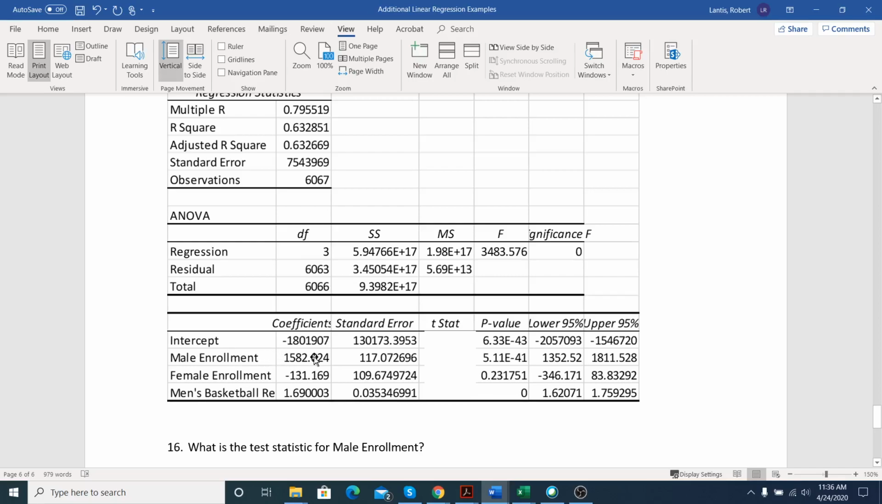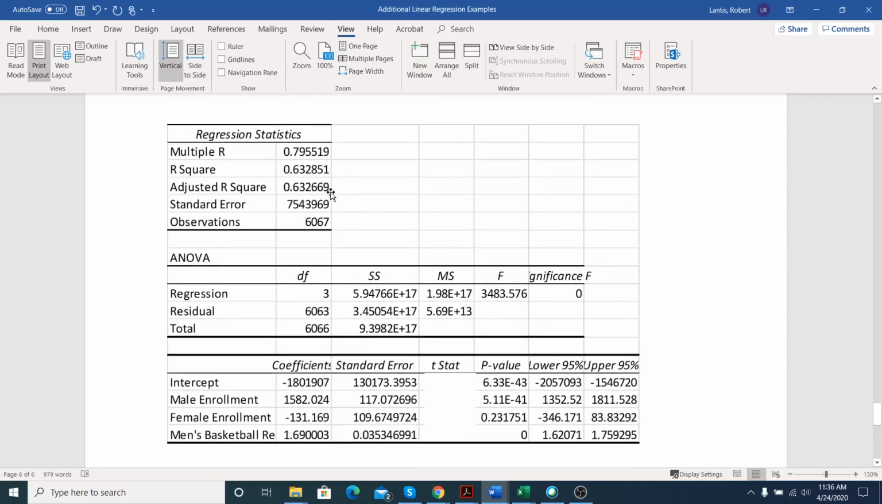Men's enrollment, see that estimate has fallen a bit, still fairly high and also still very significant, right? The p-value is still 0. So we would still say that we could reject the null that the relationship between male enrollment and football revenue is 0. We can reject that. We find strong evidence that there's a positive relationship. Notice just including these 2 additional variables, our R squared is now about 0.63, so 63% of the variation in football revenue we can explain with these 3 variables.